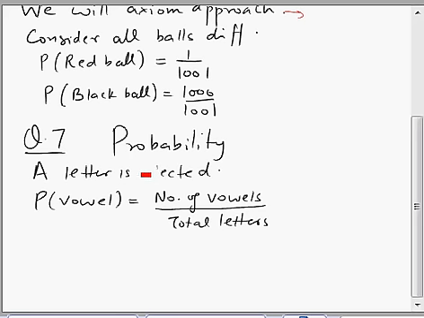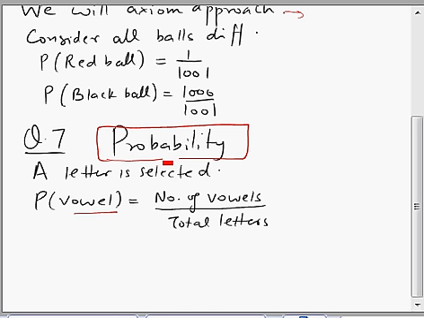Now if you look at question number 7 of probability, the word probability is given, and the experiment is that a letter is selected from the word probability, and we have to find the probability that the selected letter is a vowel. So let's see in how many ways we can choose a letter in this case. Again there is a problem.